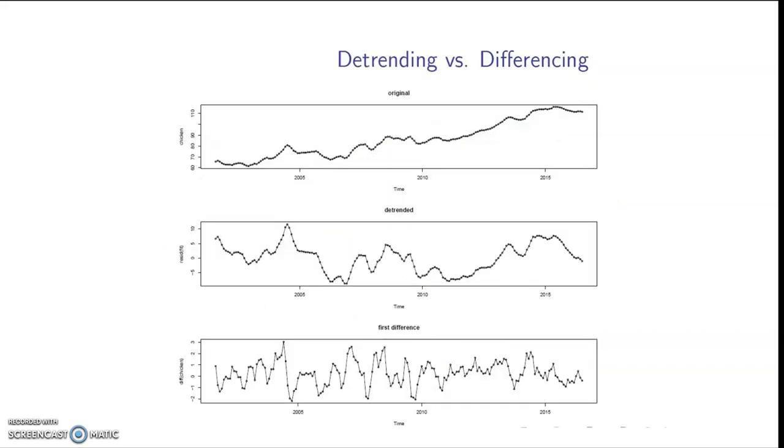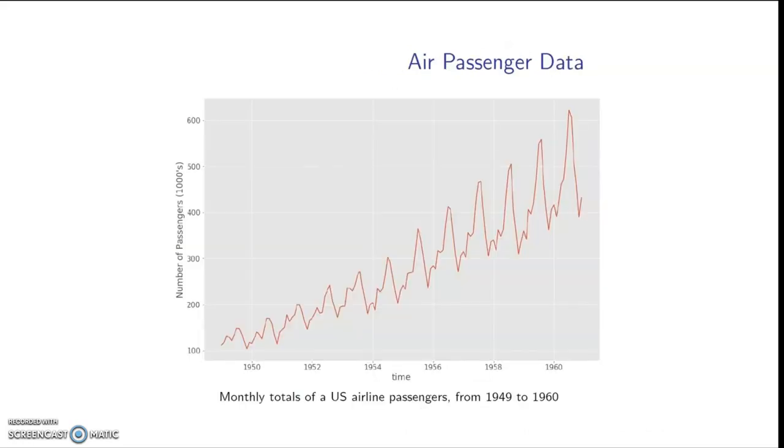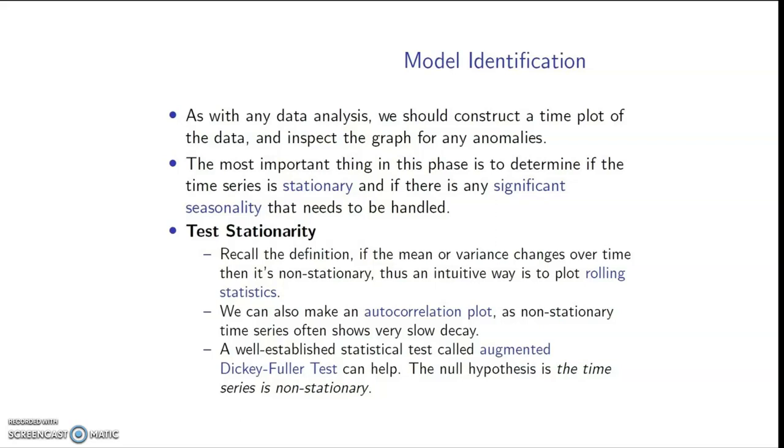Here are three graphs. One is of the original series, the second one is the detrended series, and the last one is the first difference. And this is the monthly totals of US airline passengers from 1949 to 1960. And you see there are some fluctuations, and there is an overall trend in this time series. Now we can identify a model for this.